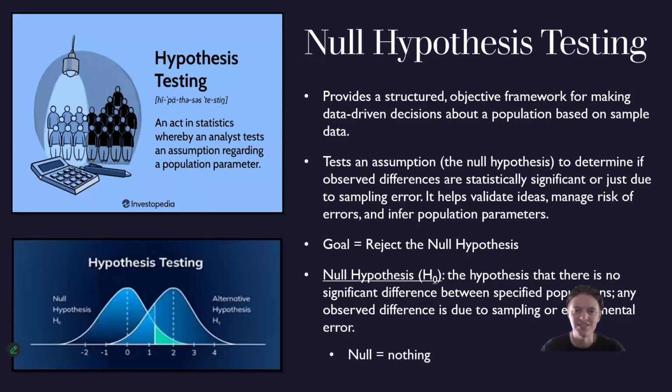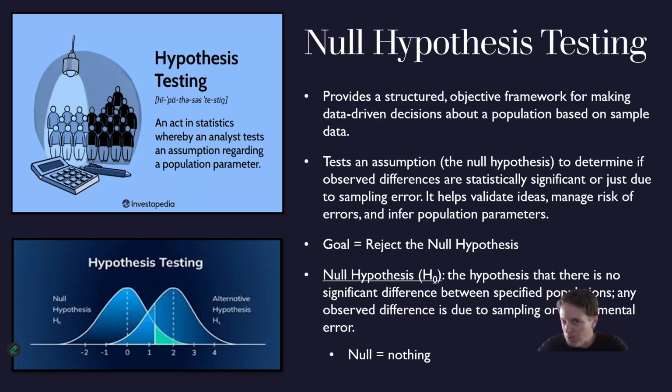And when we're looking at this, this is now inferential statistics. We've moved over to the other side. This is an act in statistics where an analyst is testing an assumption about some kind of parameter. So null hypothesis testing provides a structured, objective framework for making data-driven decisions about a population based on sample data. It's going to test an assumption, the null hypothesis, to determine if the observed differences that we see are statistically significant or maybe they're just due to sampling error or chance. It helps validate ideas, manage risk of errors, and infer population parameters.